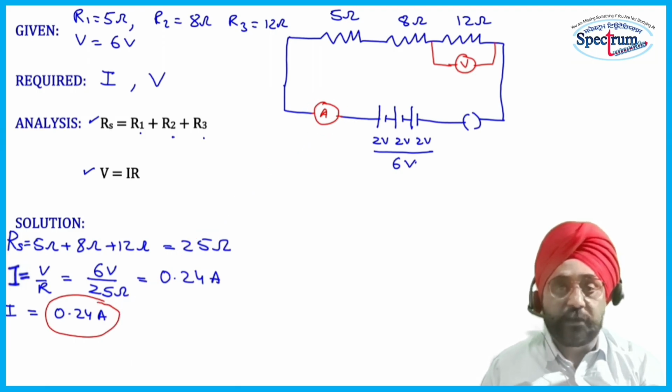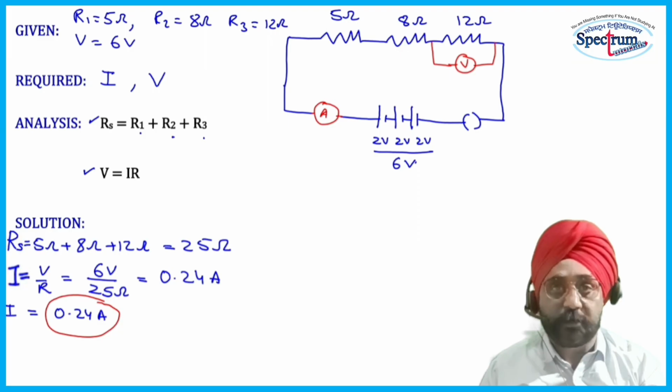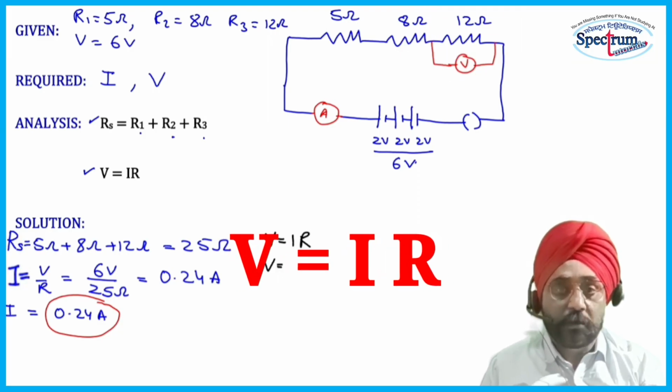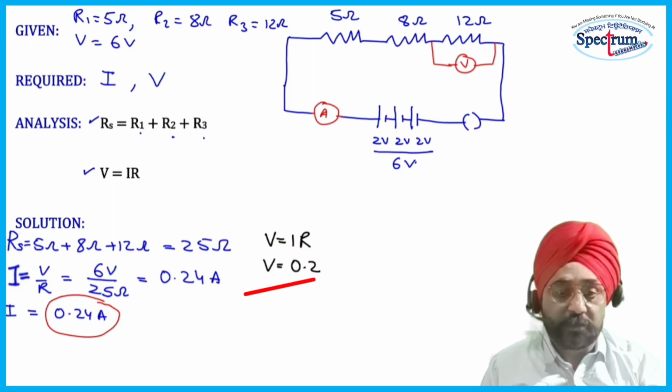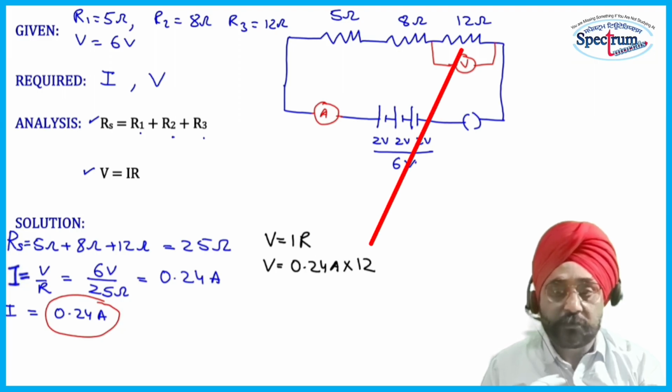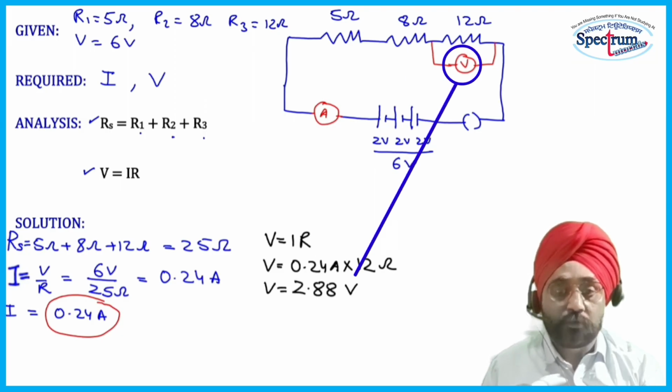Now we find the voltmeter reading. For the voltmeter reading we will take resistance 12 ohm. Using Ohm's law, the current we found is 0.24 amperes. Resistance is 12 ohm. So V comes out to be 2.88 volt.